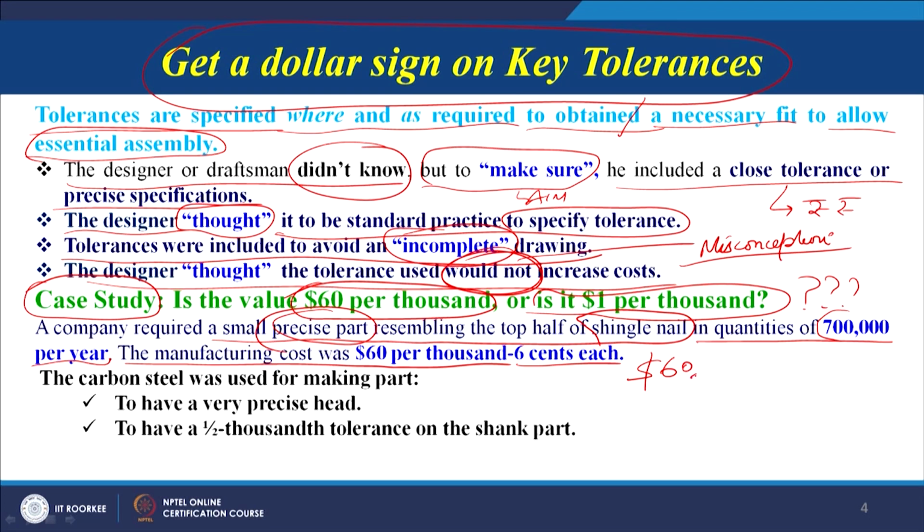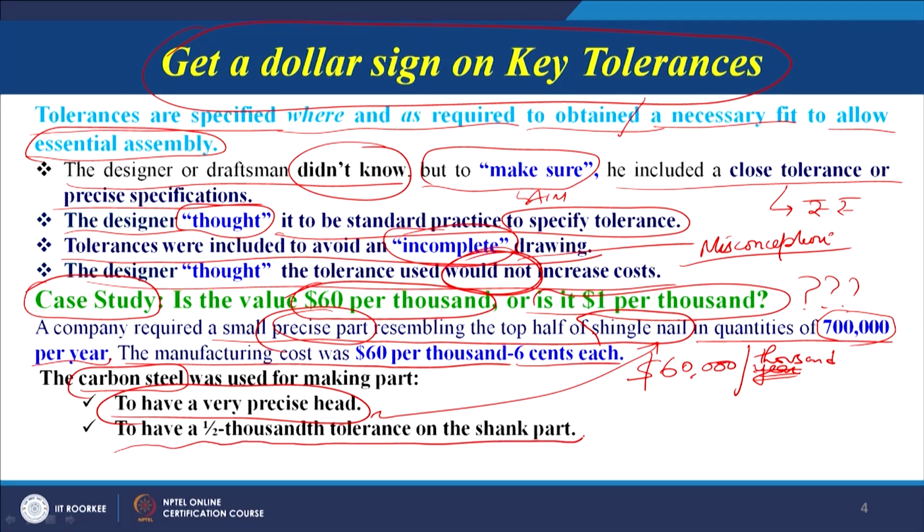The cost is $60 per thousand of this part, and the quantities required are 700,000 per year. Now carbon steel was used for making the part, and the material is specified to have a very precise head and a half thousandth tolerance on the shank part. Since it is going to look like a nail, the nail has a head and a shank portion. So there are two parts: the head part has to be very precise, and the shank also has a very tight tolerance, half thousandth.